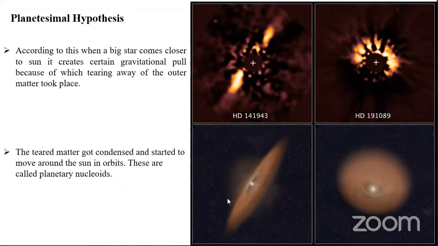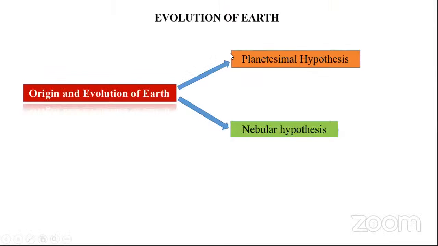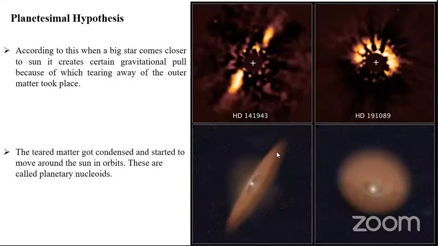That matter was condensed and started to move around the sun in the form of orbits like this, students. First it was torn away, and some disk-like sun orbiters were formed. These orbits are called planetary nucleotides. This theory was explained like this.